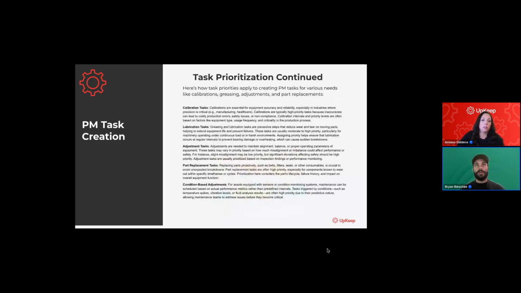So continued, here are some things to take into consideration when prioritizing your tasks, right? With calibration checks, some things are for compliance, right? Certain machines have to be calibrated, stamped, maybe even tagged. Sometimes those things are regulated by industry. We talk about lubrication tasks. Lubrication is one of the biggest bangs for your buck that you can get from an application standpoint. Adjustments, part replacements, condition-based adjustments, right? So we want to make sure we're looking at all these different categories and prioritizing that work, right?